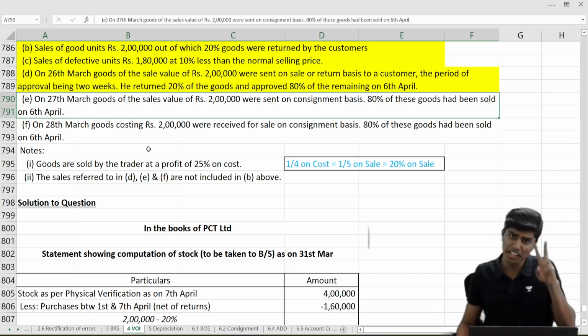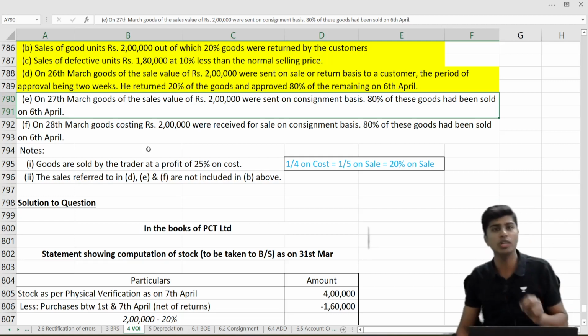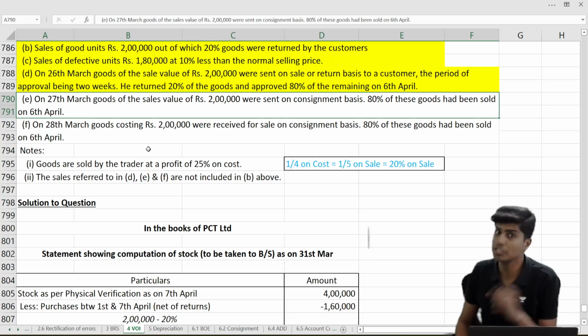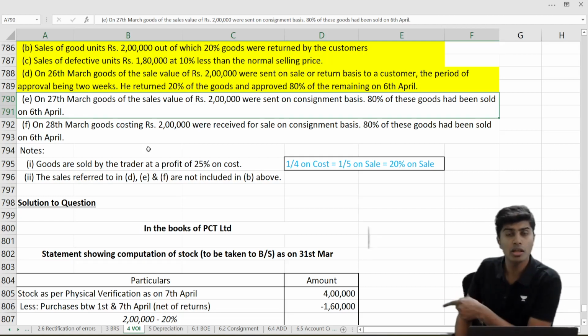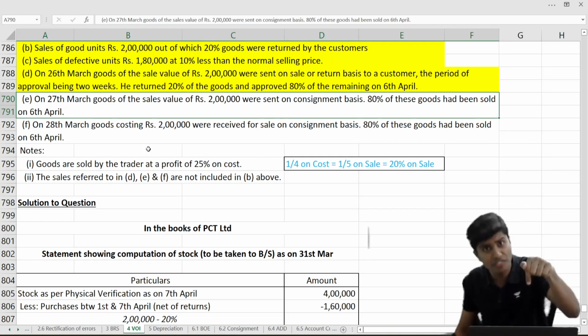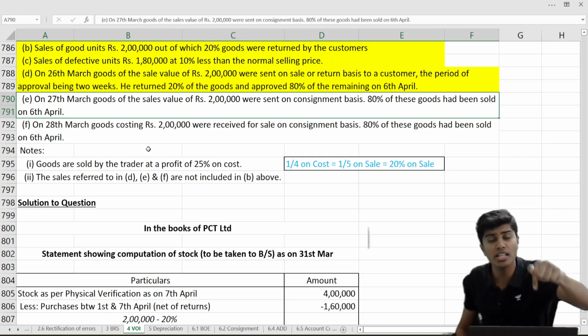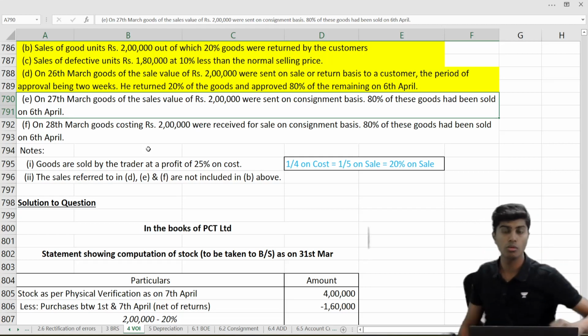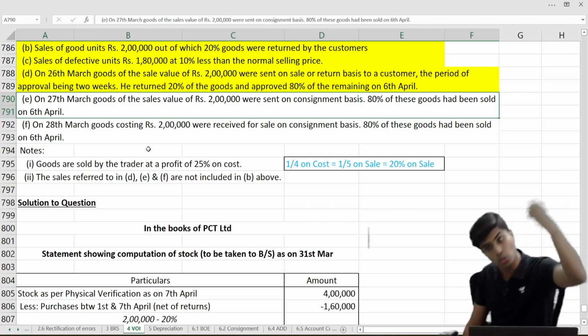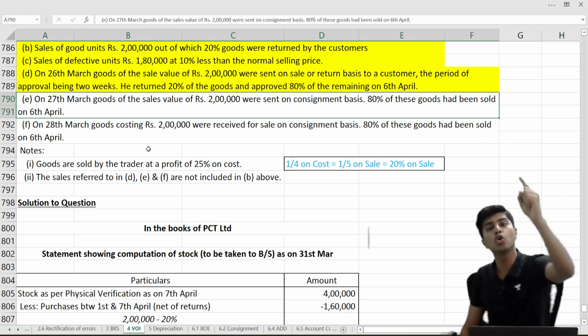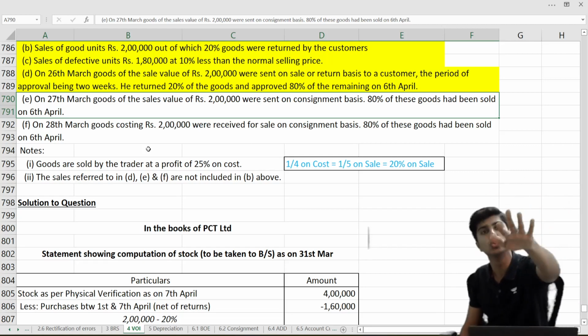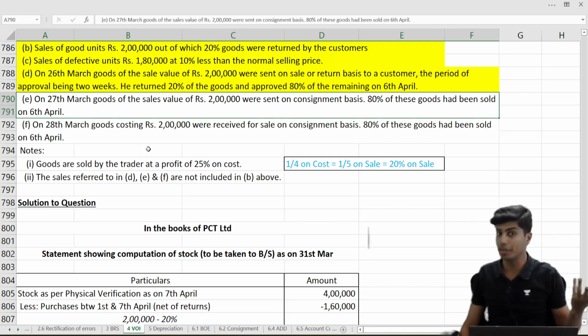Add, simple. How much? Entire 2 lakh. A lot of them will do this wrong. They will deduct 80% and add only 20%. Why, boss? 80% is sold on what date? 6th of April. What date are we identifying value? 31st of March. On 31st of March, inventory sold is 0. Entire 2 lakh is there in the godown. Entire 2 lakh belongs to us.